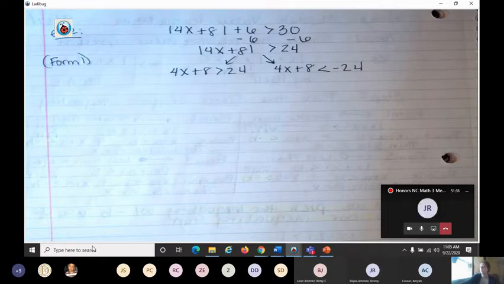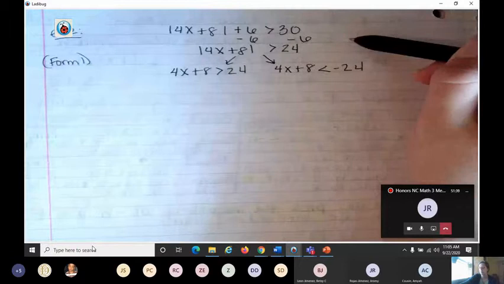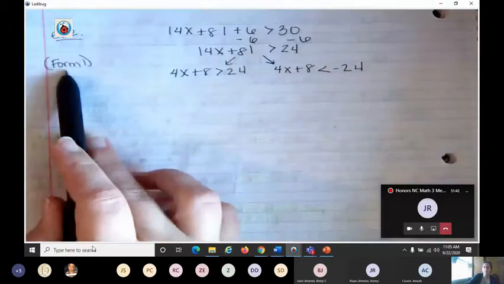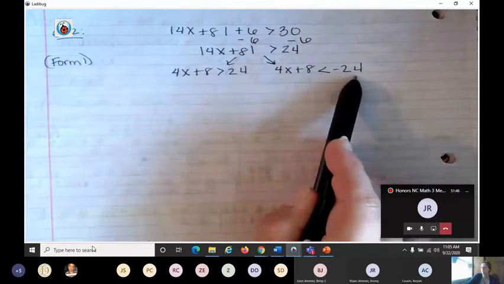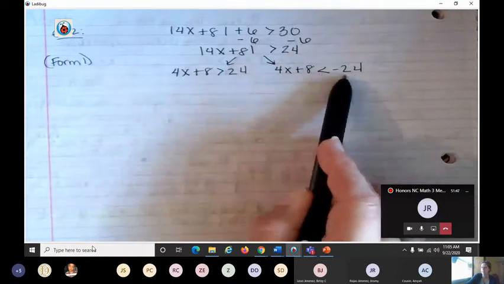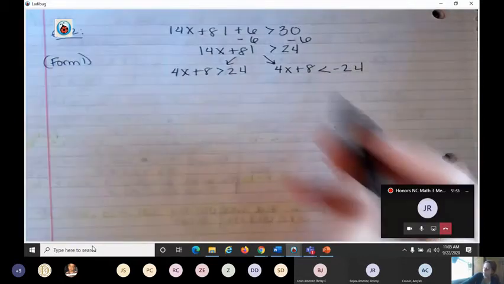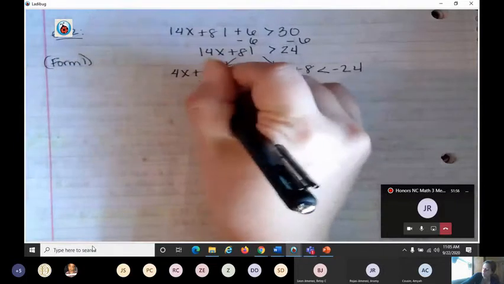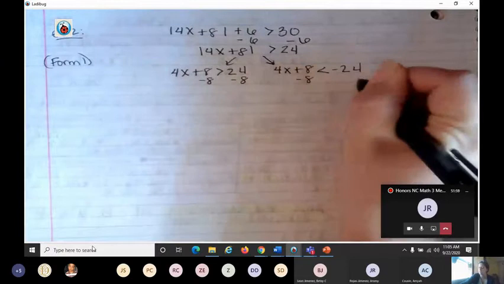Okay, so first we did step 1, which was isolating our absolute value. We identified this as form 1. We split it into our 2 different inequalities, flip the inequality and flip the sign. The next step is to solve for x. So I need to subtract 8 from both sides of both equations, because both of them have a plus 8.